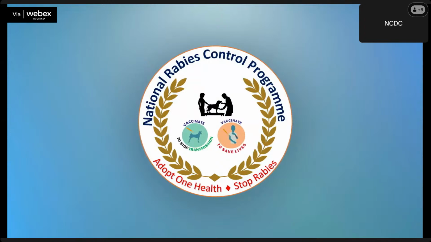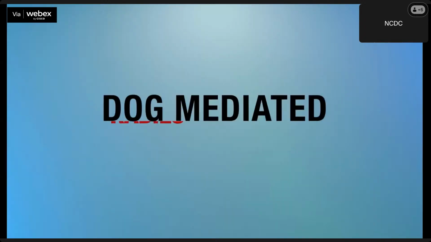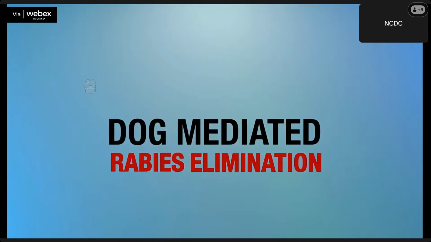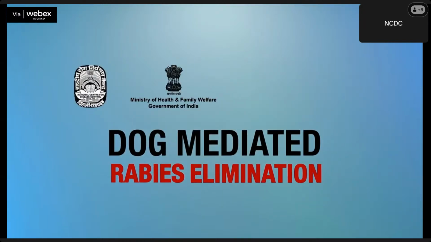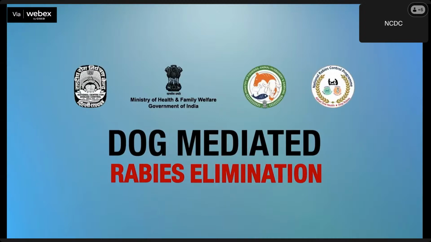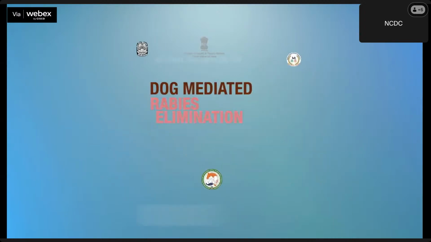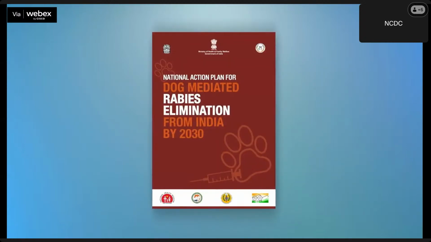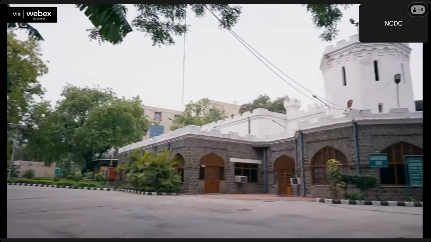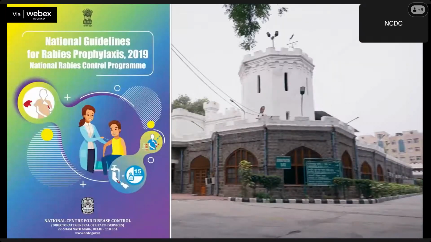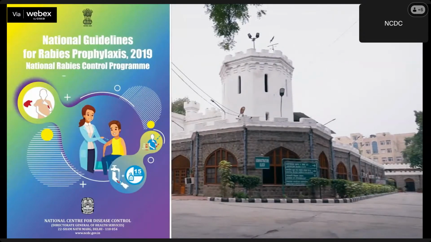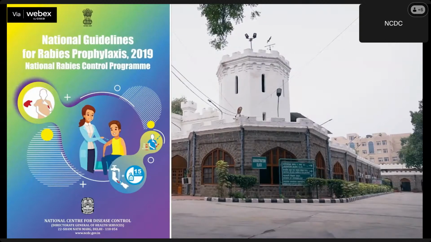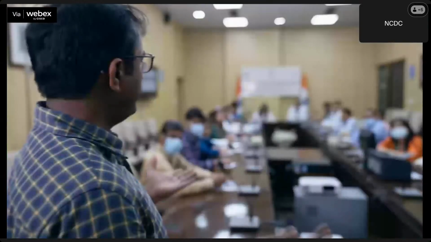As there is a global call for dog-mediated rabies elimination, the National Center for Disease Control, Ministry of Health and Family Welfare, and the Ministry of Fisheries, Animal Husbandry and Dairying have jointly launched the National Action Plan for Dog-Mediated Rabies Elimination from India by 2030. NCDC has also formulated the national guidelines to bring out uniformity in the treatment of rabies and is constantly working to improve surveillance and raise knowledge about rabies amongst healthcare workers and the general public.